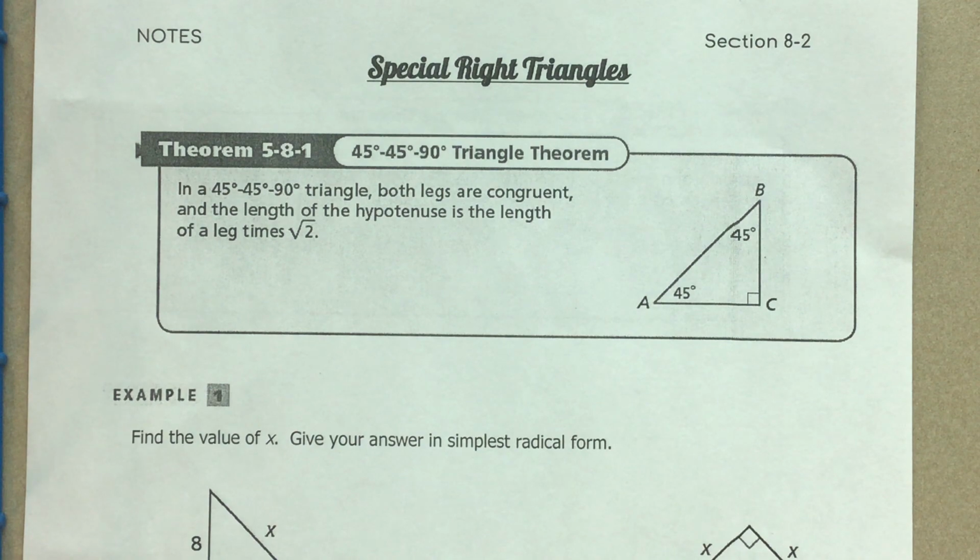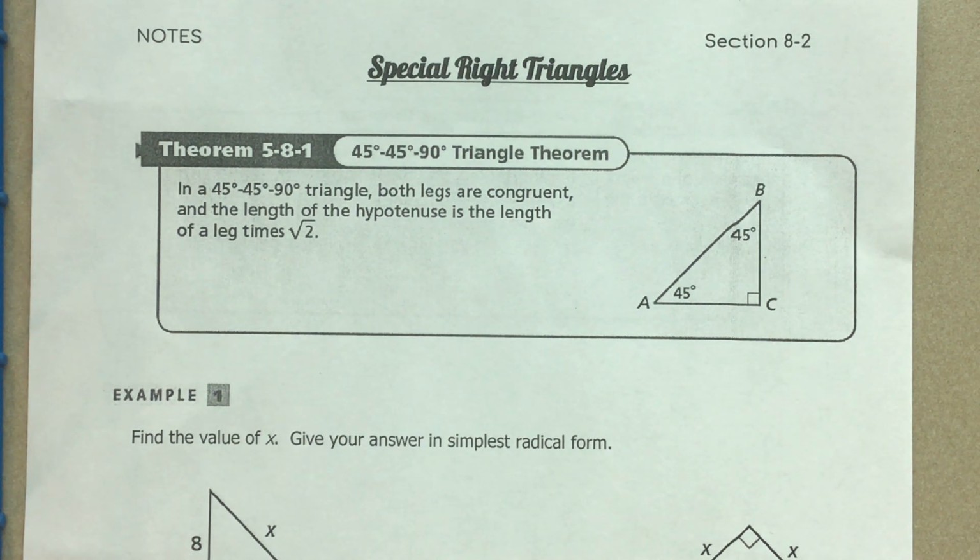We are in the next section of chapter 8. We are in section 8-2, and we're talking all about special right triangles. So what are special right triangles? Well, there's two different types. One is called a 45-45-90 triangle, and the other is called a 30-60-90 triangle. But what makes them special?